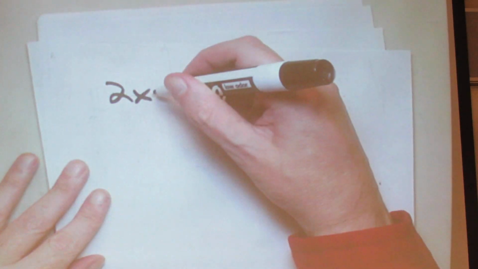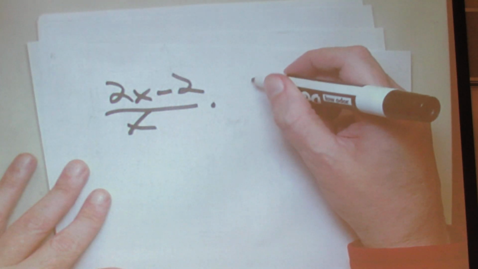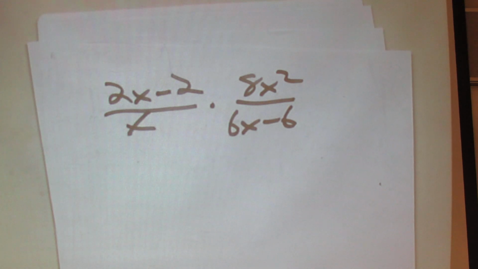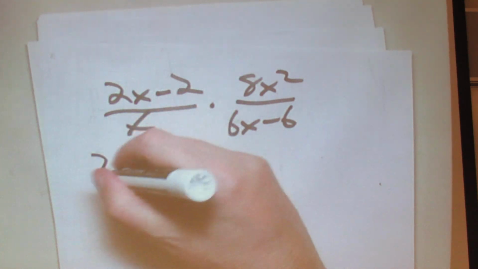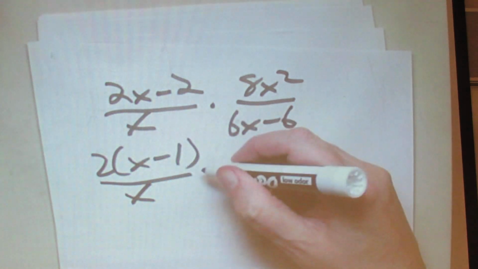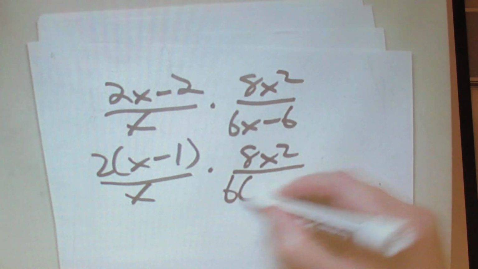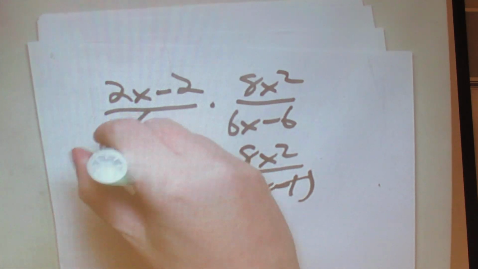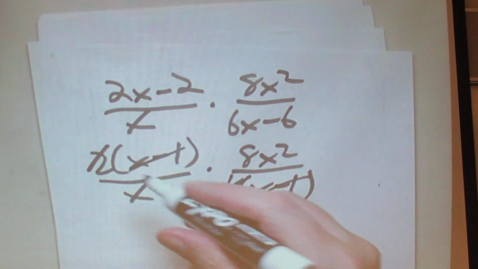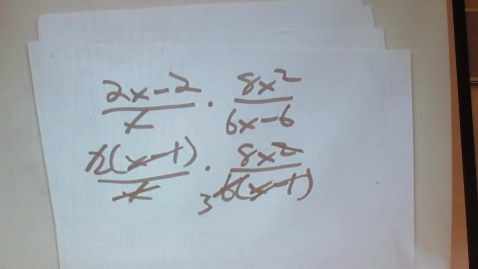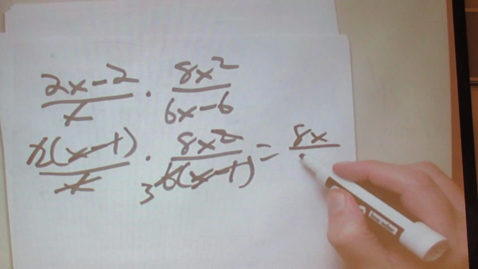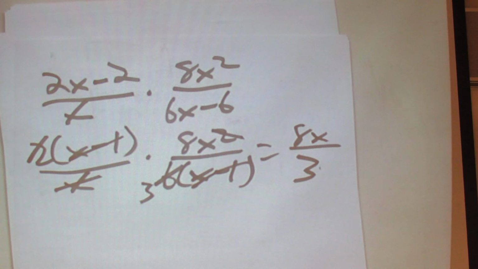Next, let's say we have (2x minus 2) over x times 8x squared over (6x minus 6). The first thing you have to do here is factor. Do not do any multiplications here. So we're going to factor out a 2, and we have (x minus 1) over x, and then times 8x squared, factor out a 6, and we're left with x minus 1. Now, the x minus 1's will cancel. The 2 and the 6 become 3. The x and x squared, x cancels here, and the 2 cancels. So on top, we're left with 8x, and on the bottom, all we have left is 3. Again, do not multiply until after you factor. Otherwise, it makes it a lot harder.